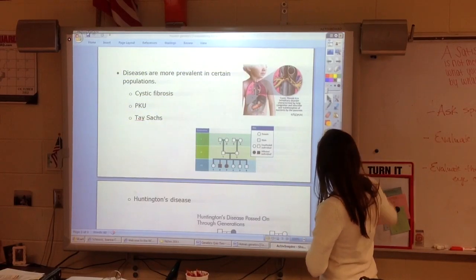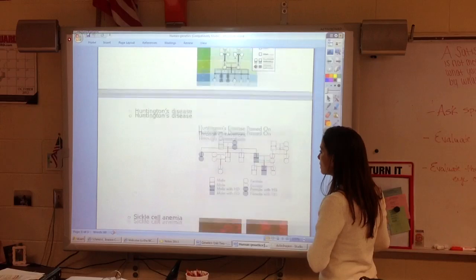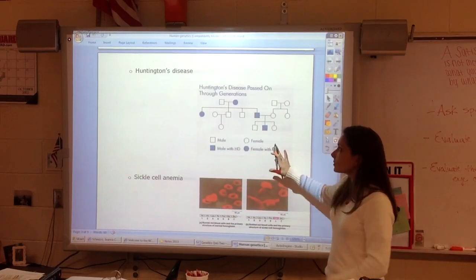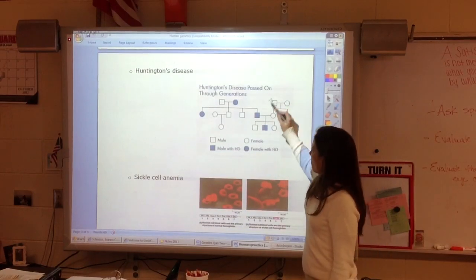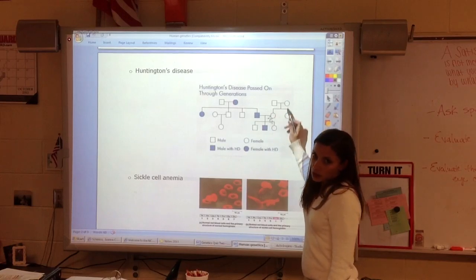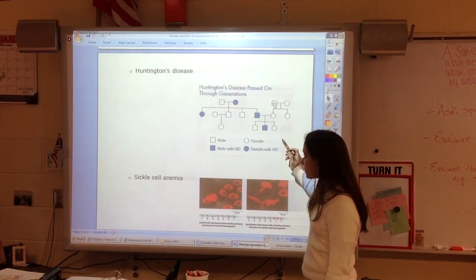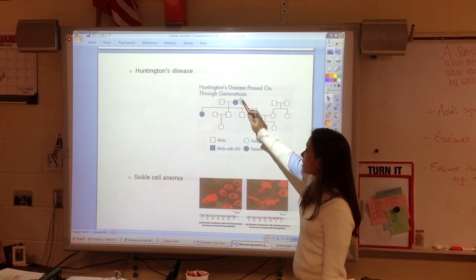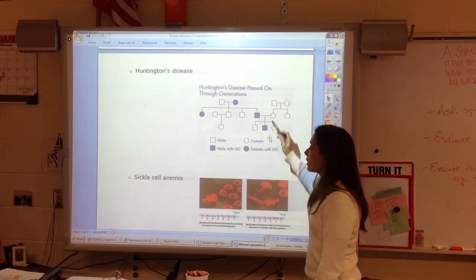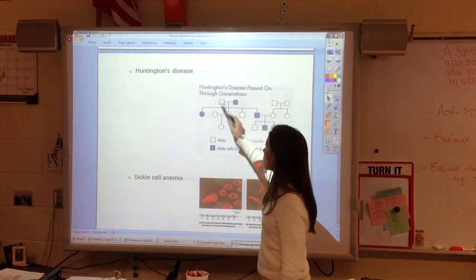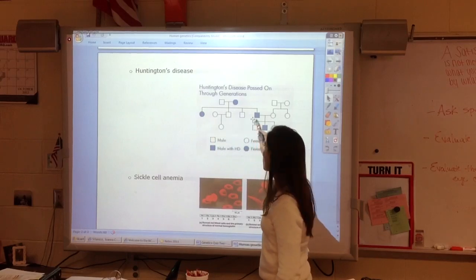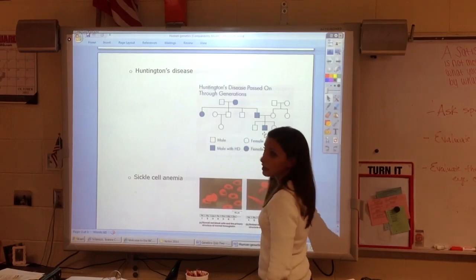The next disease that we're looking at is called Huntington's disease, and if you look at this pedigree, it almost looks like it skips a generation here. But if we actually look at who has it and who doesn't, here we have a mom who has it, her daughter and her son have it. A dad has it, his son has it.